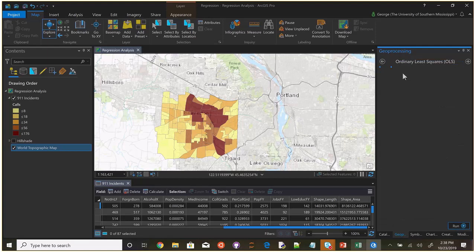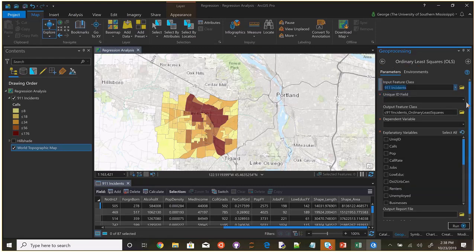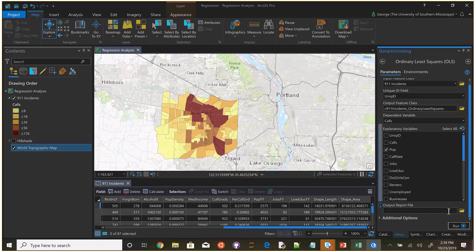So here's ordinary least squares. What are we trying to predict? What's gonna have the most calls? Yeah, we're trying to predict the number of 911 calls. So that is, just use the unique ID field there. The number of 911 calls is the dependent variable. That's what we're trying to predict. So that's calls. And the explanatory variable at first should be just population. We can output a report file if we want to. Let's call this just pop.